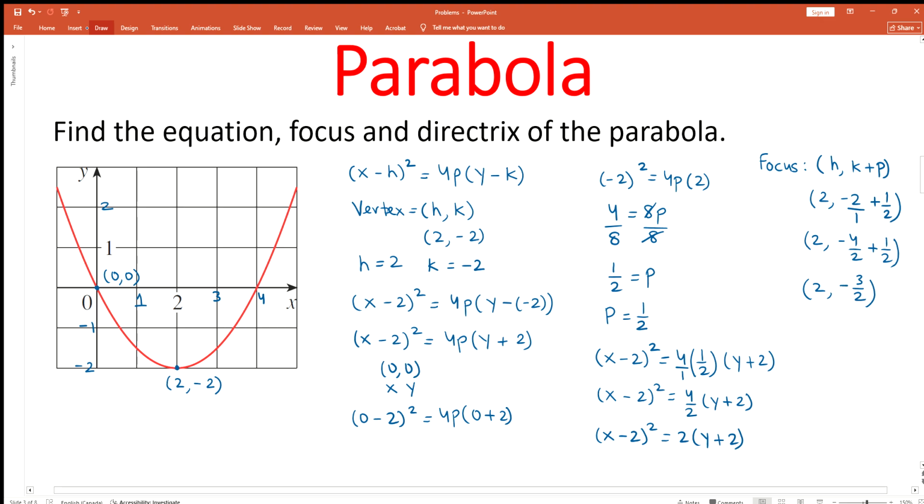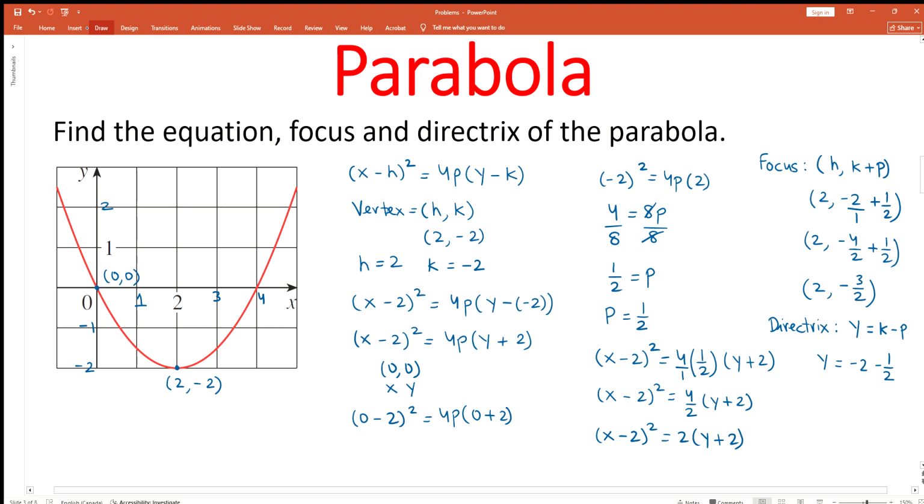Next, we can find its directrix. This parabola opens in the upward direction, so its directrix is a horizontal line, and directrix line lies below the vertex. The general equation of directrix of a parabola that opens in the upward direction is y equals k minus p. We can sub in the values. k is equal to negative 2 and p is 1 over 2.